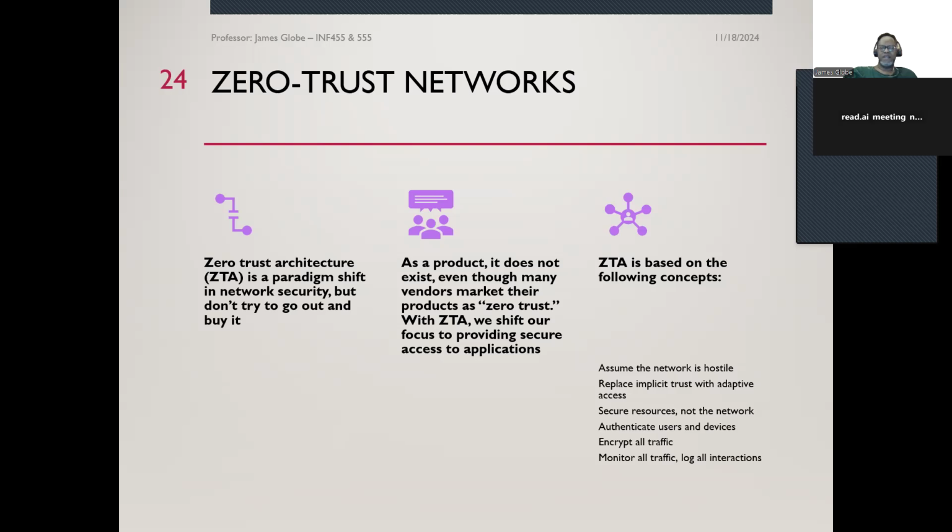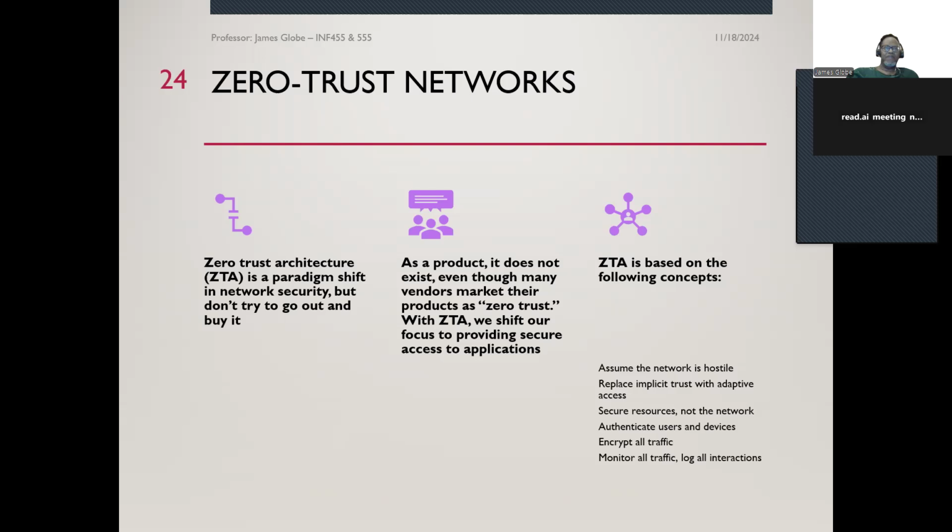ZTA is based on the concept of assume the network is hostile, replace implicit trust with adaptive access, secure resources, not the network, authenticate users, devices, encrypt all traffic, monitor all traffic, log all interactions. That's really your best definition for what is zero trust. Read that one more time. Assume all networks are hostile.